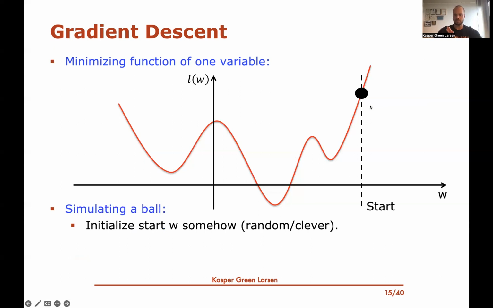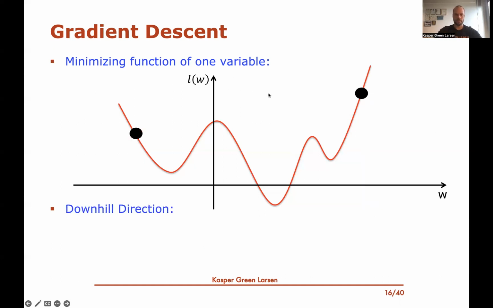But anyways, let's just start somewhere. So let's say we could, for instance, start out here. And now we want to find out which direction we should move to go downhill, right? Should we move forward in W or should we decrease W to go downhill? Of course, the answer is that we should decrease W, but how can we in general determine this just based on the function L?